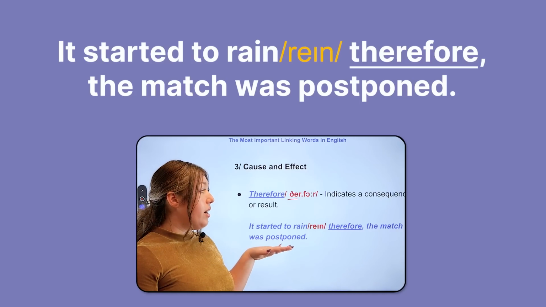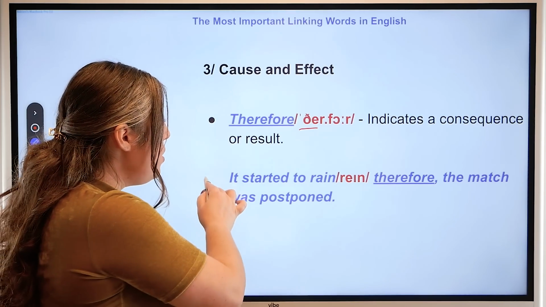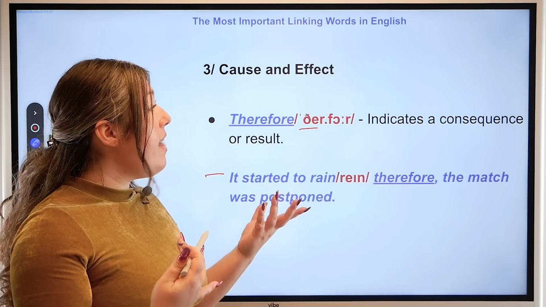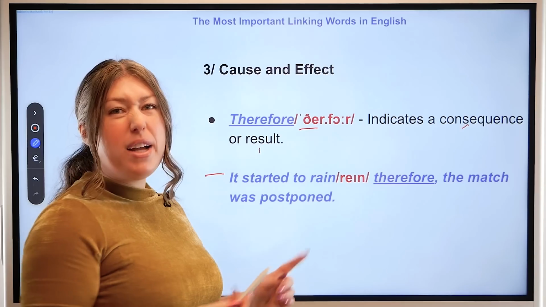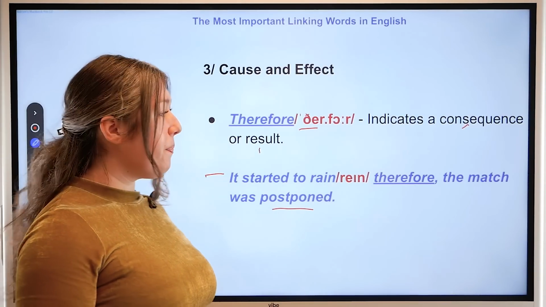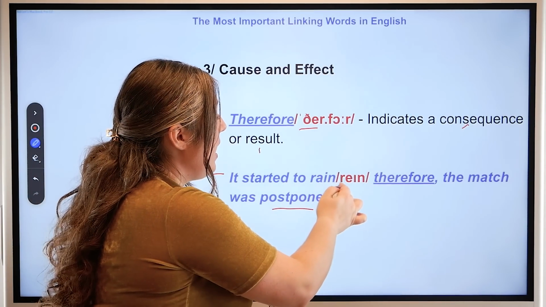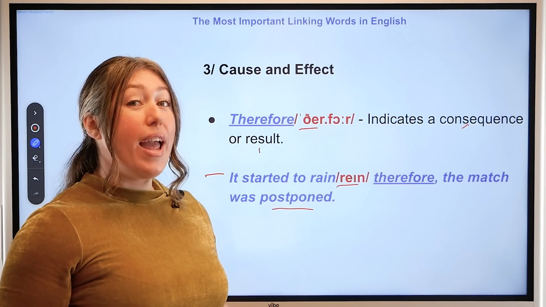For example, it started to rain. Therefore, the match was postponed. So we're introducing information, it started to rain, and then we are showing the consequence or the result, which is the match was postponed. It was pushed until a later day. And make sure when you're pronouncing rain, it sounds like rain.